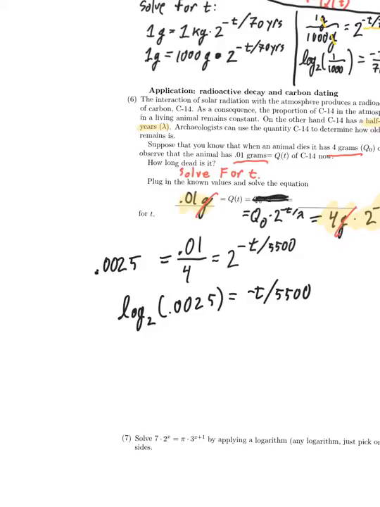Excuse me, taking a sip of tea. So, I know what I need to do to solve for t. It looks like I need to multiply by negative 5,500. So I'll get negative 5,500 times the log base 2 of 0.0025.